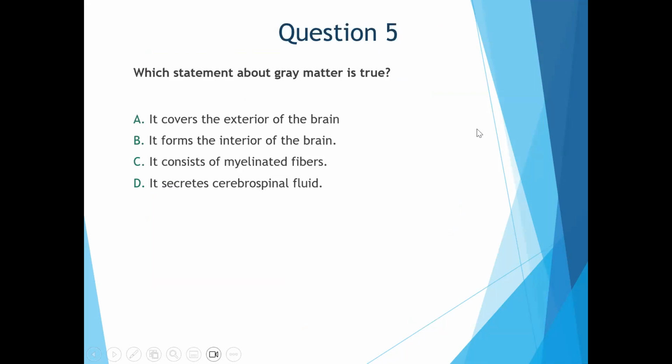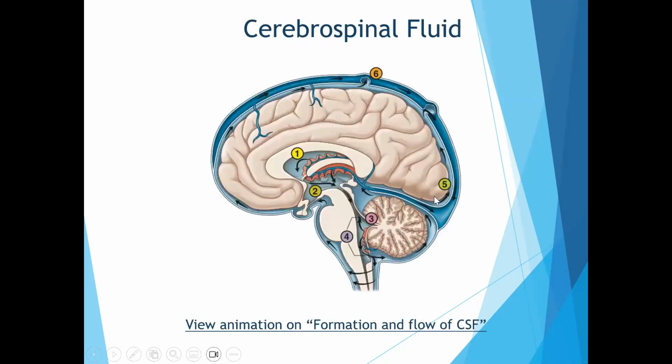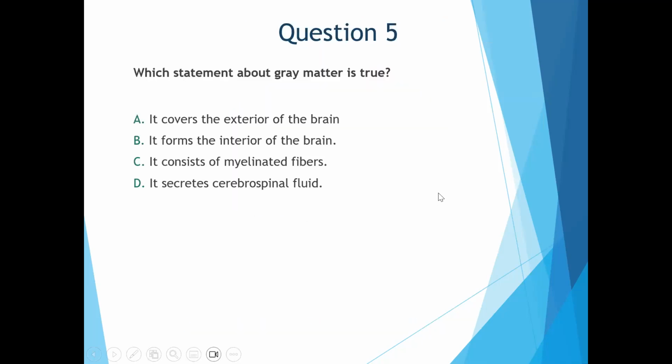Okay, question 5. Which statement about gray matter is true? Before I even ask you this, well, let's do this and then we'll circle back. A, it covers the exterior of the brain. B, it forms the interior of the brain. C, it consists of myelinated fibers. Or D, it secretes cerebrospinal fluid. And I'll give you the hint, if you remember the spinal cord, it's opposite of that.